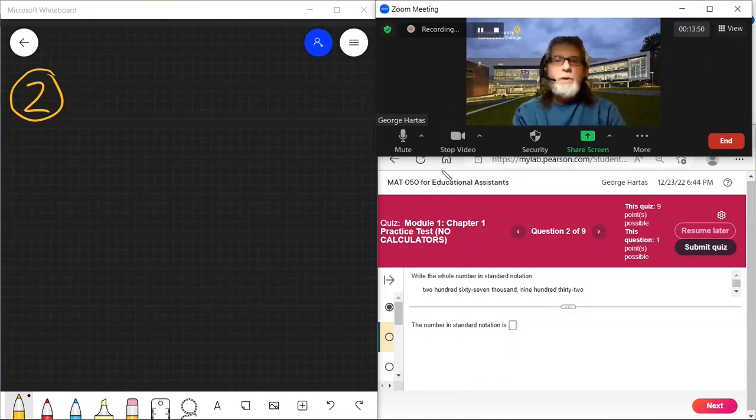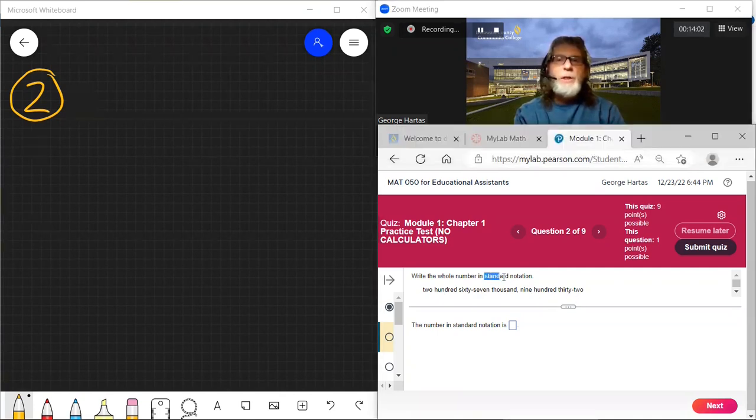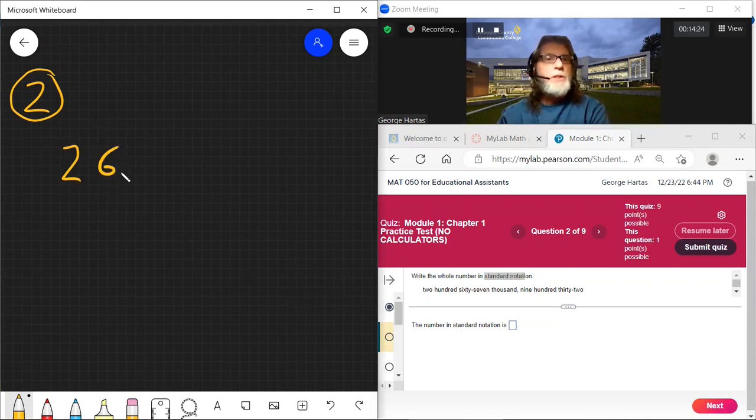Question 2. Here are the instructions. Write the whole number in standard notation. 267,932. So standard notation means writing this word name as a number. So the best way to do it is to do it in chunks. And the chunks are separated by the comma. All right, so let's do this chunk first. 267,000. So let's write that down. 267,000, comma. We need the commas in standard notation.